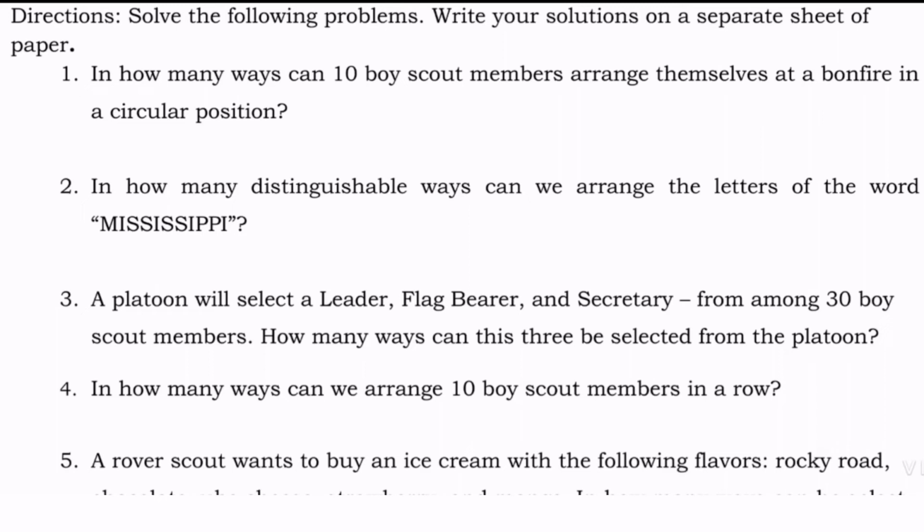Number 3. A platoon will select a leader, flag bearer, and a secretary from among 30 Boy Scout members. How many ways can these 3 be selected from the platoon? The answer is 4,060. Number 4. In how many ways can we arrange 10 Boy Scout members in a row? The answer is 3,628,800.